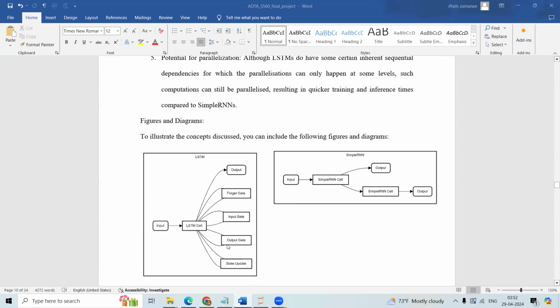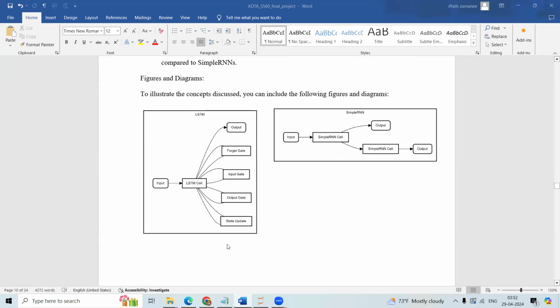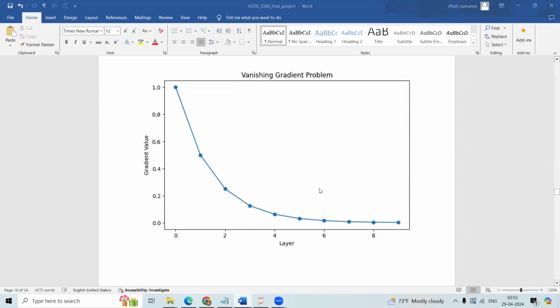These are the figures, and the first one illustrates the simple RNN. Simple RNN has the input and the output, like a sequence. And this is the LSTM, the advanced one, which has the forget gate, input gate, output gate, and multiple states. This is the vanishing gradient problem.